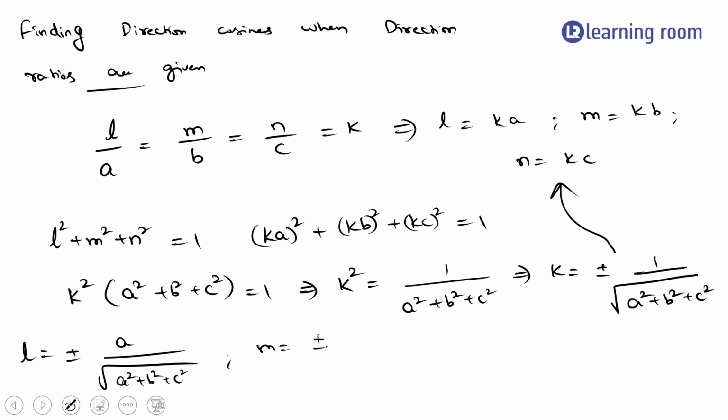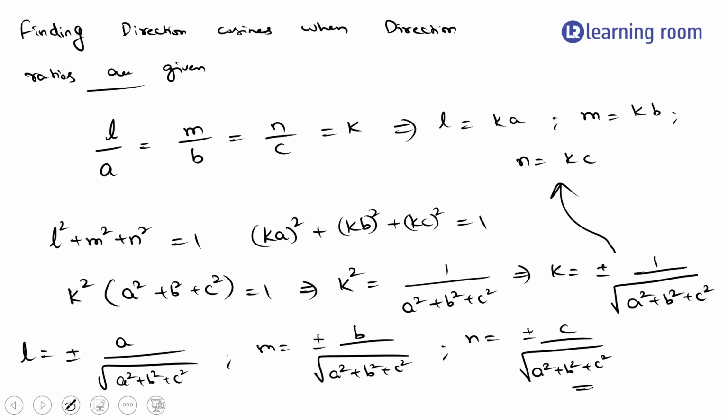And M will be equal to plus or minus B divided by root of A square plus B square plus C square. And N will be equal to plus or minus C divided by root of A square plus B square plus C square. Am I clear with this? So this is how the values are obtained when direction ratios are given and you're asked to find the direction cosines.